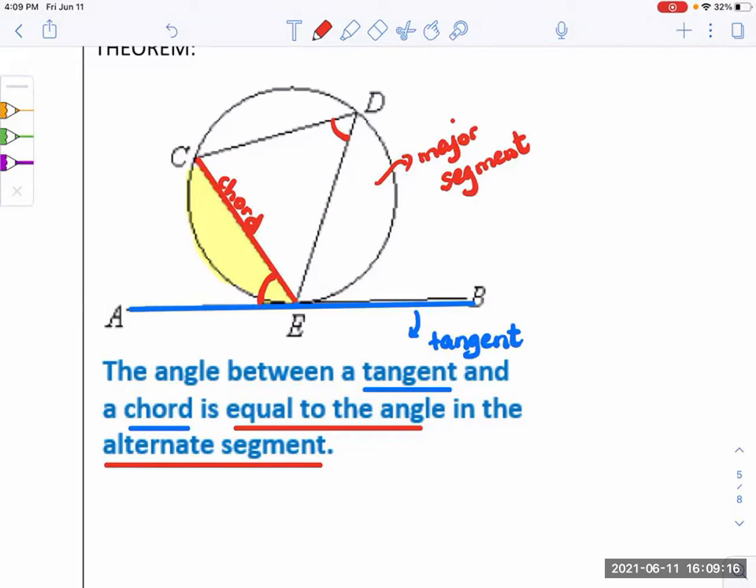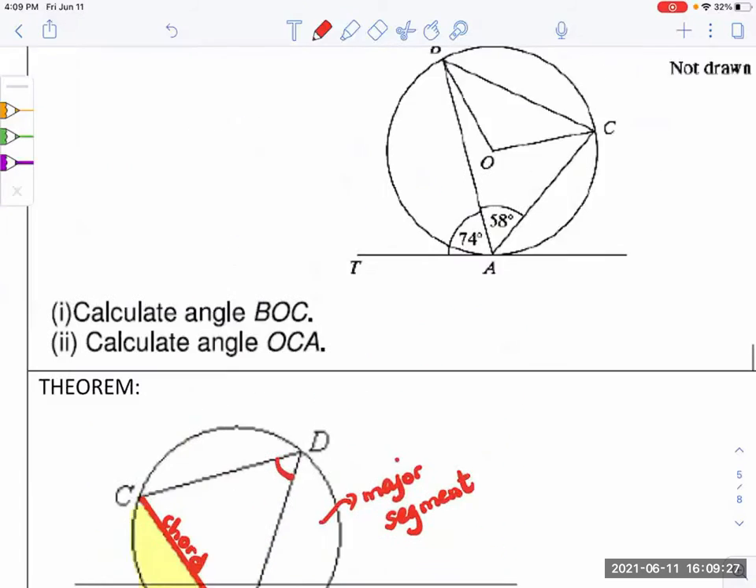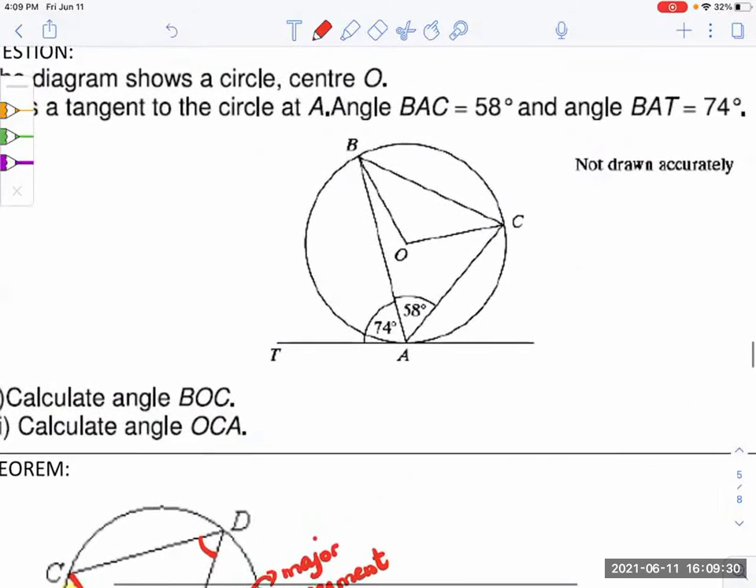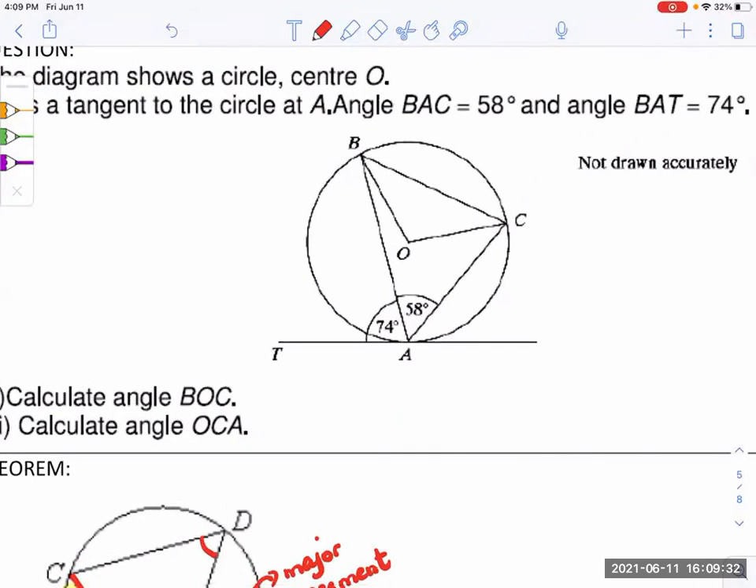All right, you ready? If you could remember that theorem, go try. All right, let me go. I want to find BOC. Which theorem would I use? Look at the diagram.